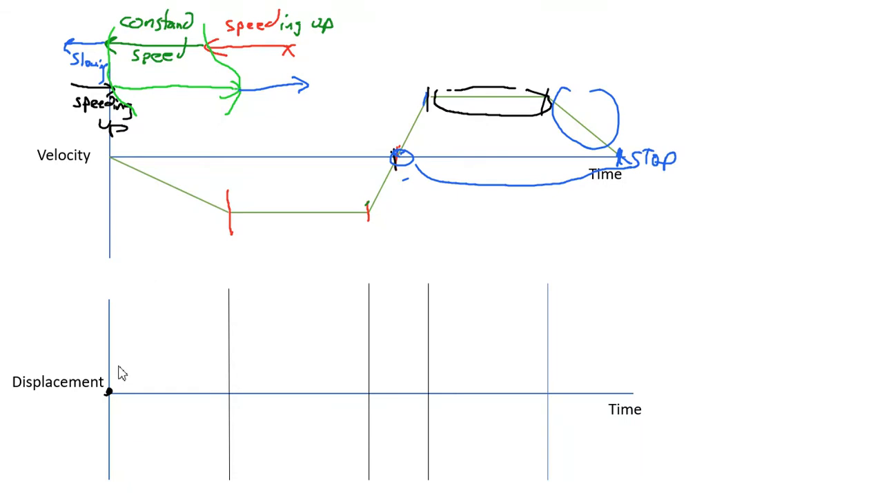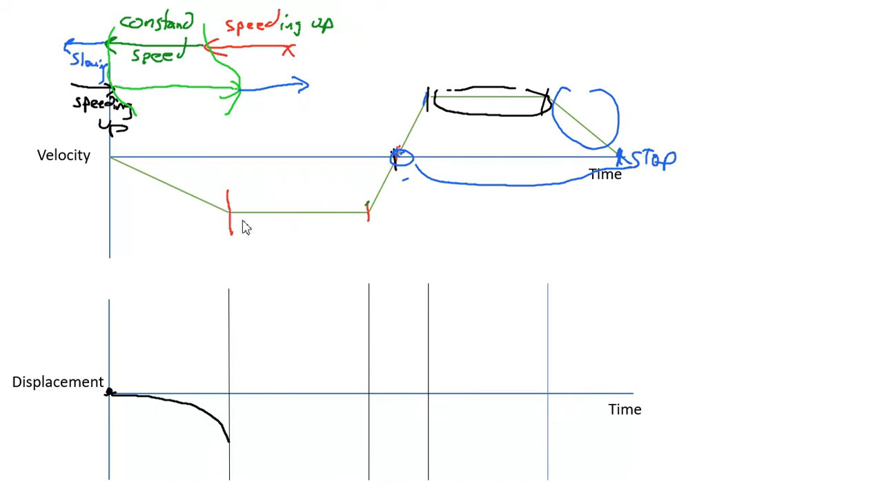So I have a negative velocity, and it's getting bigger and bigger. It means I'm moving in the negative direction and I'm speeding up. So what would this look like? Well, my displacement has to be getting more and more negative, and it's got to be getting steeper and steeper. I'm expecting this to be curved because I'm getting faster and faster.